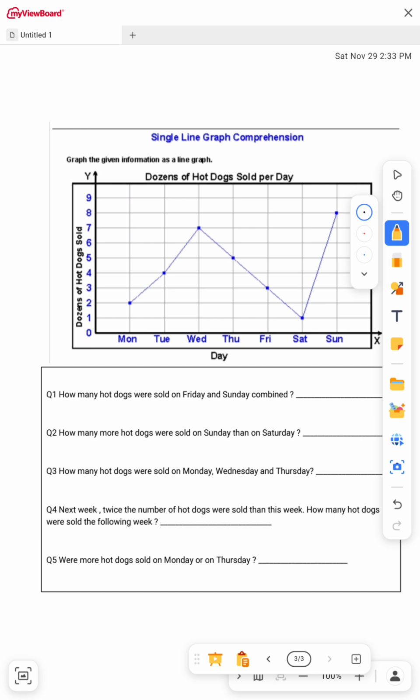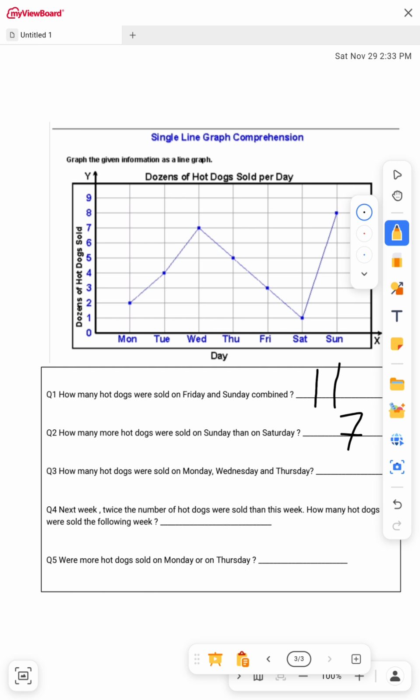How many hot dogs were sold on Sunday and Friday combined? Friday it was 3 dozen and Sunday it was 8. 8 plus 3 is 11 dozen hot dogs. How many more hot dogs were sold on Sunday than on Saturday? Sunday 8 and Saturday only 1. So 8 minus 1 is 7 dozen more were sold on Sunday than on Saturday.